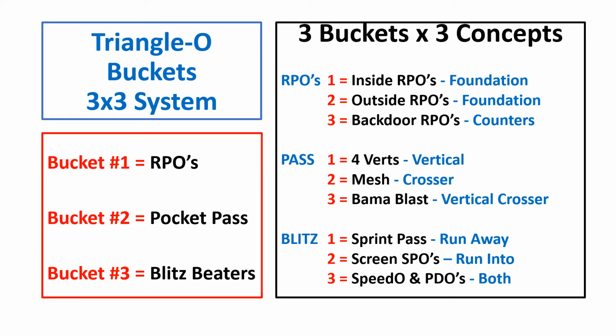This is that 3x3 concept where we've got the vertical, we've got our crosser concepts, and then we do a vertical crosser concept. And then last, bucket number three is your Blitz Speeders. And this is where we'll use our sprint pass to run away from the blitz. We'll use screen pass options to run right into it. And then we'll use speed option and pass draw options that accomplish both there.